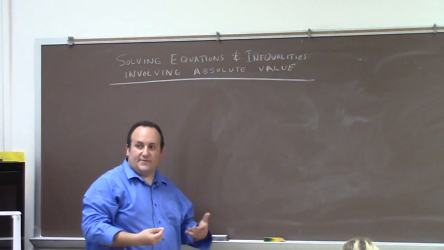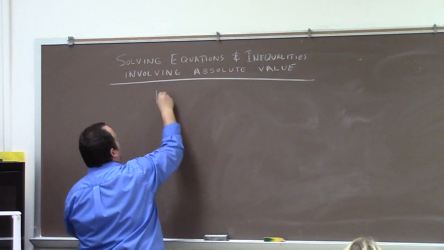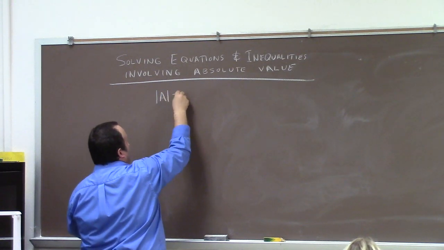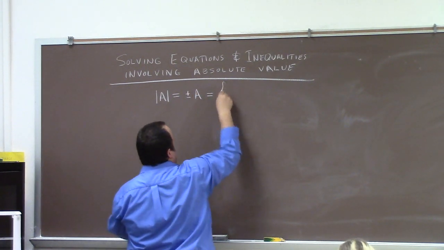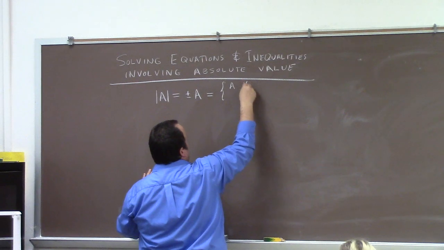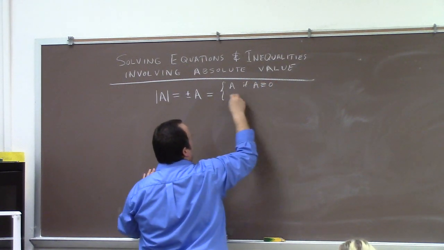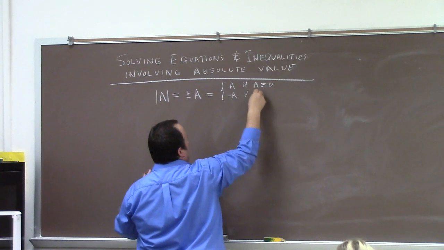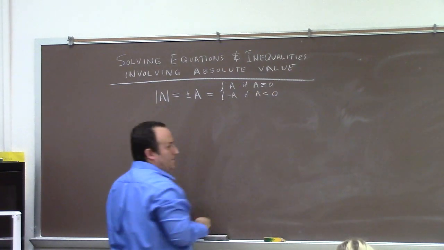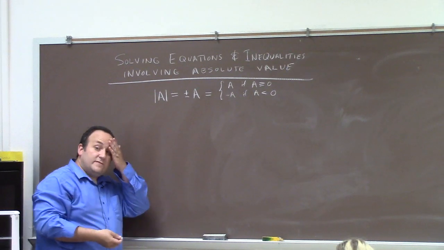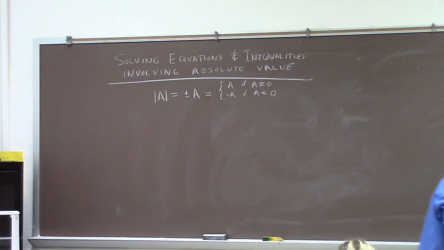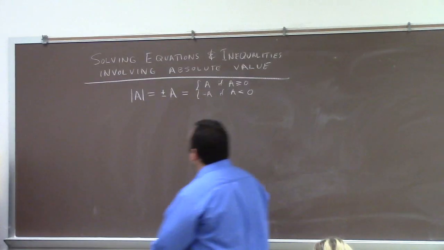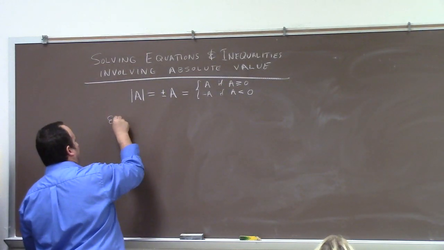So the key thing about absolute value is that the absolute value of A is equal to plus or minus A. To be more specific, it's A if A is greater than or equal to 0, and it's minus A if A happens to be negative. So that's the way absolute value works. So when we're solving an equation involving absolute value, we have to take care to address both of those possibilities, the plus and the minus. So let me show you an example.